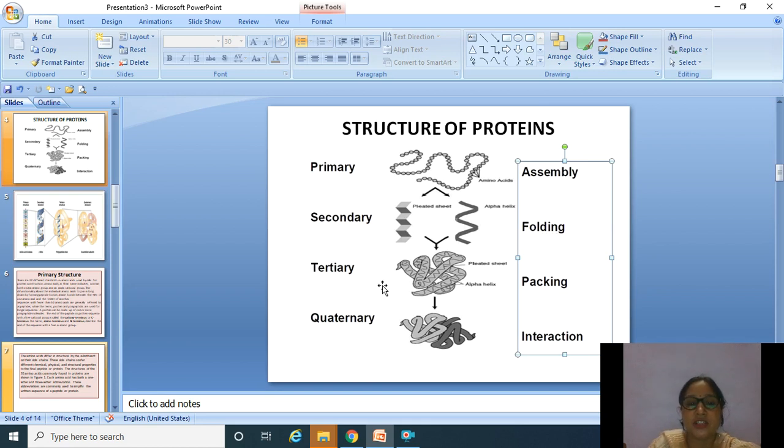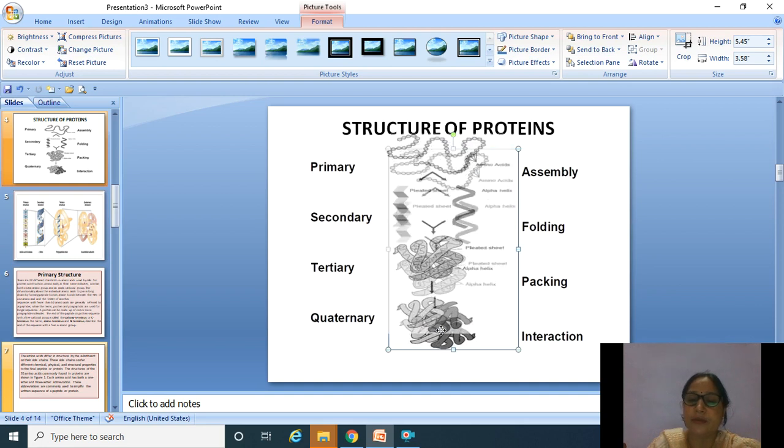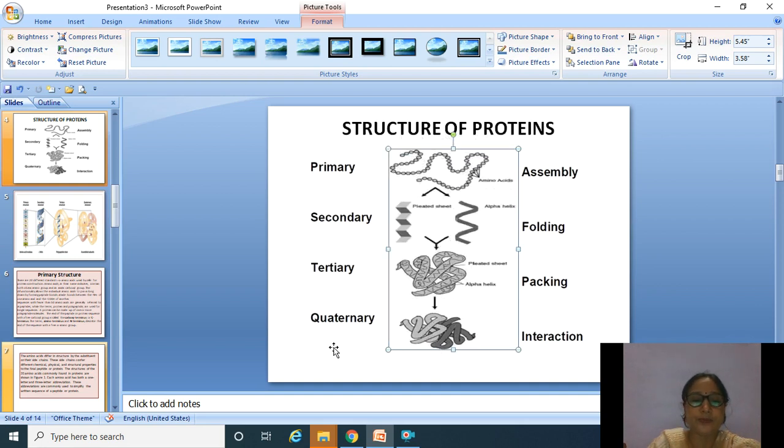The third structure is the tertiary structure and this is the result of packing of beta pleated sheet and alpha helix. The fourth structure is the quaternary structure and this is the result of the interaction between the same polypeptide chain and different adjacent polypeptide chains.